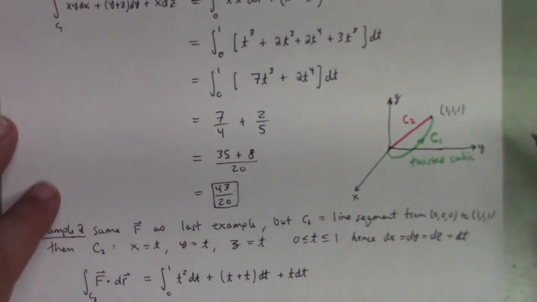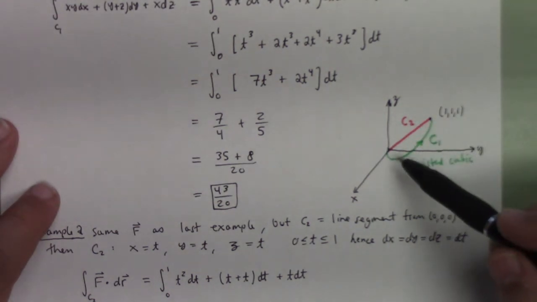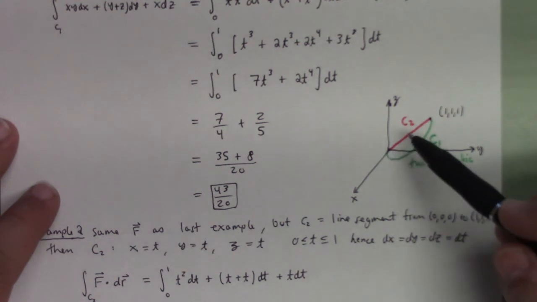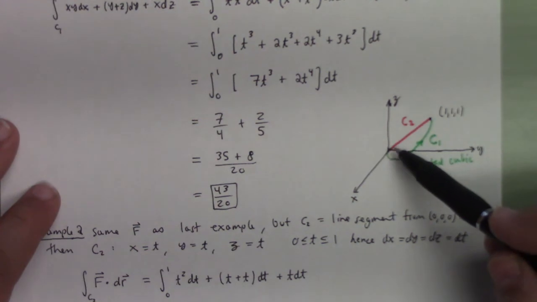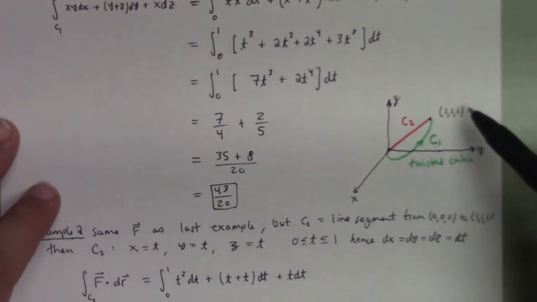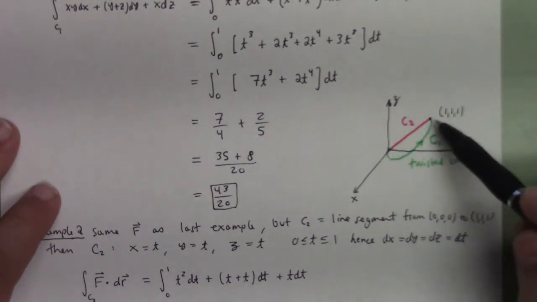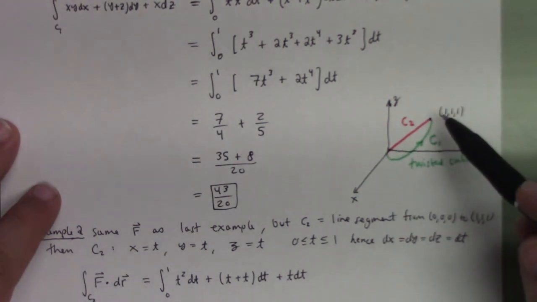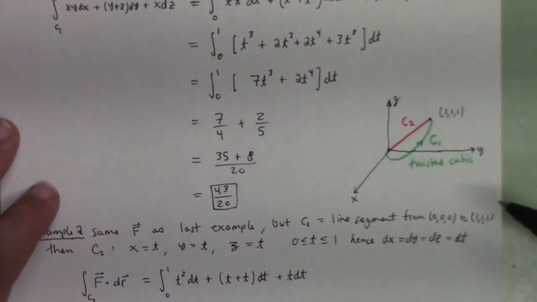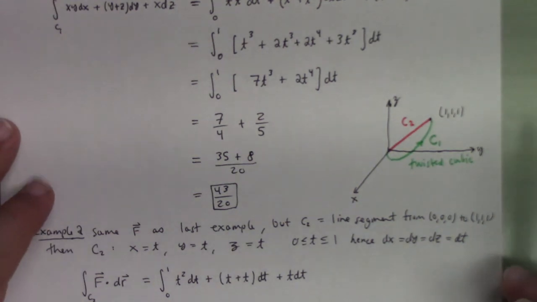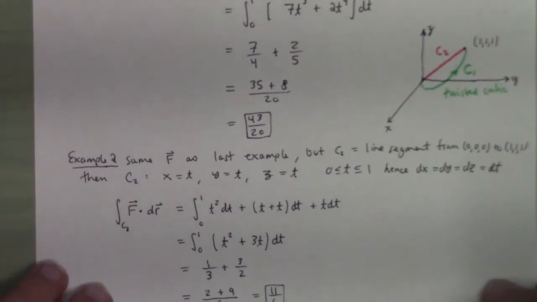Now I thought it would be interesting, this is a twisted cubic, some kind of curvy thing that starts at the origin, and when you put in t equal to 1, you get (1, 1, 1). So this curve has terminal points, the origin and (1, 1, 1). So another curve we could think of that goes from the origin to (1, 1, 1) would be the line segment. I call that C2, and the equations for the line segment from (0, 0, 0) to (1, 1, 1) would just be x equal to t, y equal to t, z equal to t for 0 less than t less than 1.